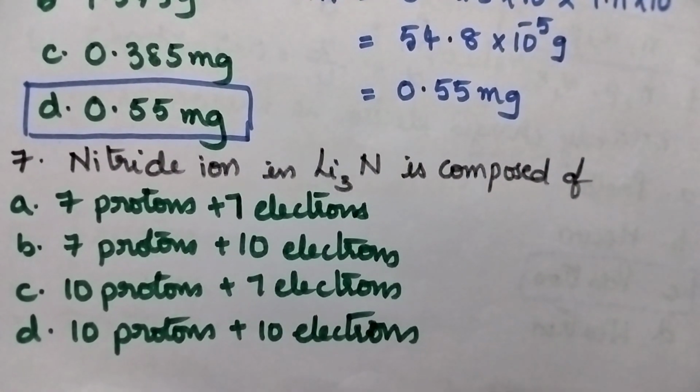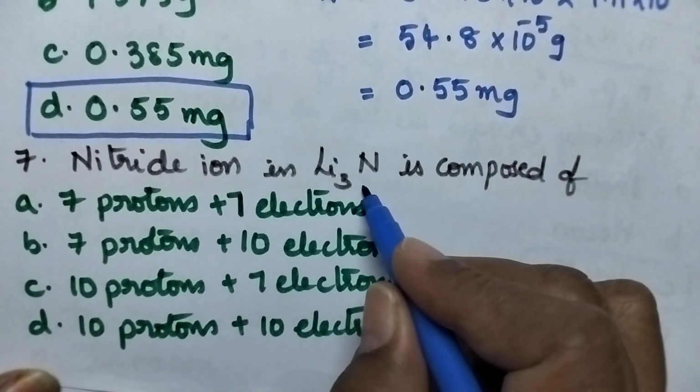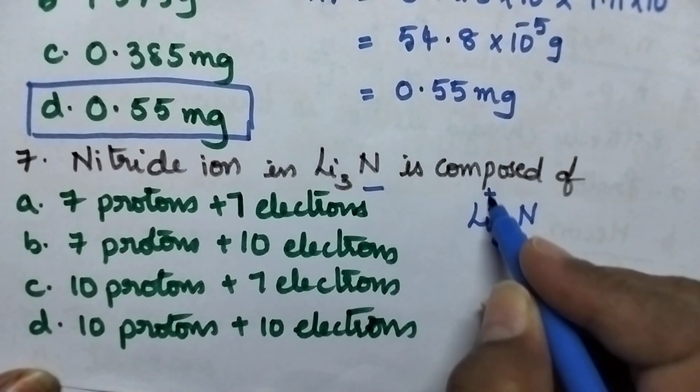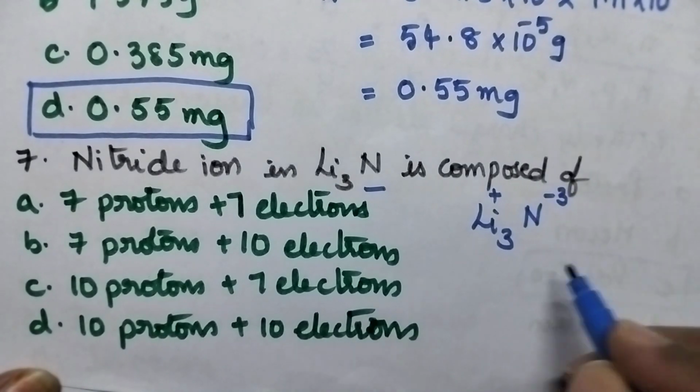The nitride ion in lithium nitride is composed of. Lithium nitride is the substance. Here the charge of lithium is plus, and 3 such ions are present. So what is the charge of nitride? N^3-.